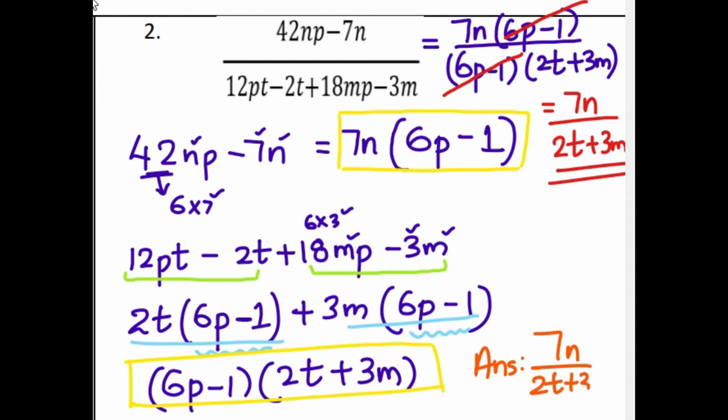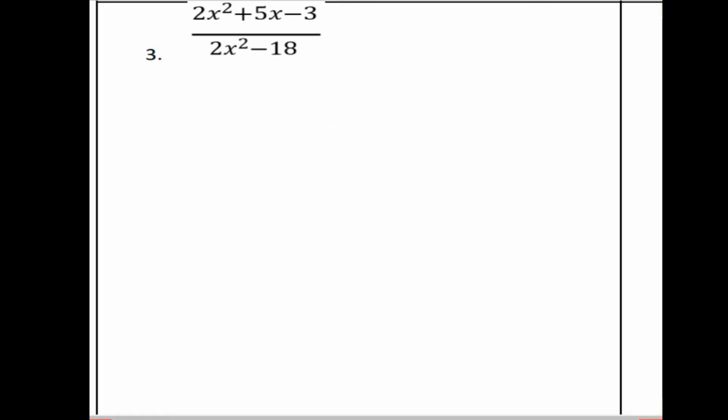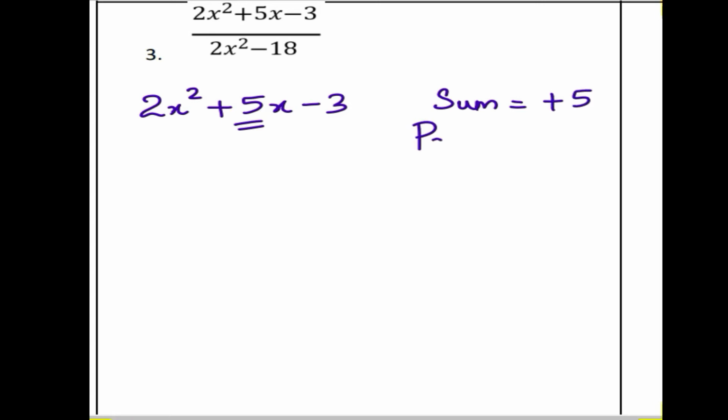If you look at question 3, the numerator is a quadratic expression where you have 2x squared plus 5x minus 3 in the numerator. So we'll be trying to factorize this expression first. So looking at the sum, it's plus 5, and you have a product given by 2 times negative 3. Don't forget to take this negative sign here. So 2 times negative 3 giving you negative 6. You have to find two numbers where the product is going to be negative 6 and the sum is plus 5.